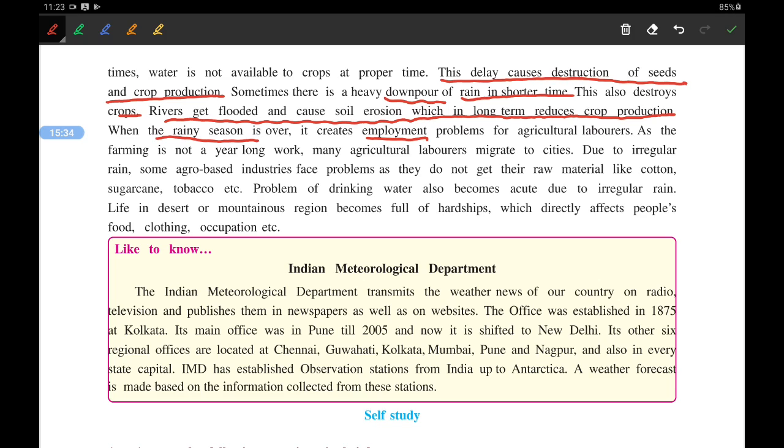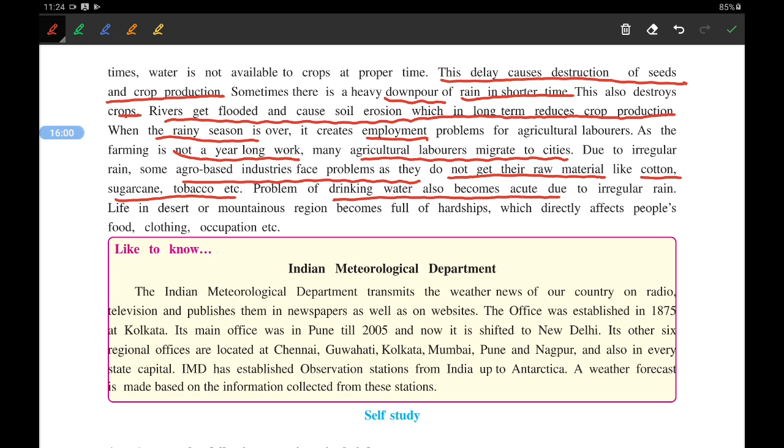As farming is not year-long work, many agricultural laborers migrate to cities to find other work. Due to the irregular rain, some agro-based industries face problems as they do not get raw material like cotton, sugarcane, tobacco, etc. As they are purely dependent on such products, when they don't get them, it is very problematic for them. Problems of drinking water also arise as the population of the country is rising very high. Life in desert and mountain regions becomes full of hardship, which directly affects people's food, clothing and occupation.